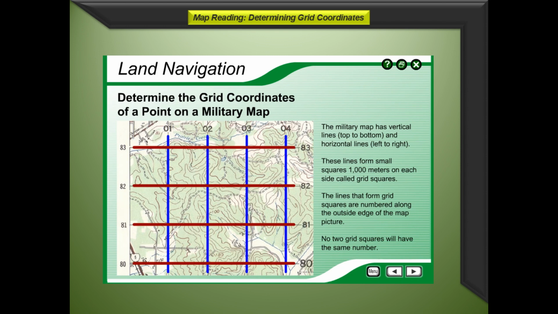Each grid square is 1,000 meters long by 1,000 meters tall. That will help you understand, as we progress, how close each of these grids can get you to the location that you're trying to reach.